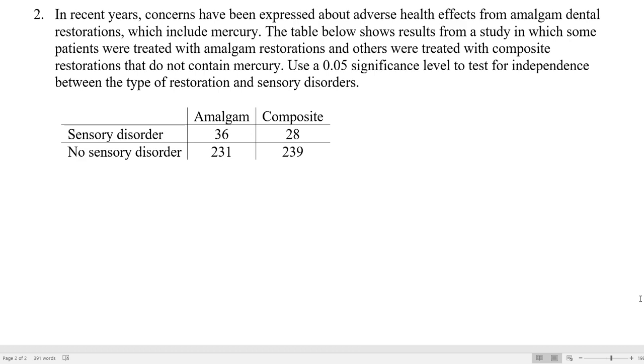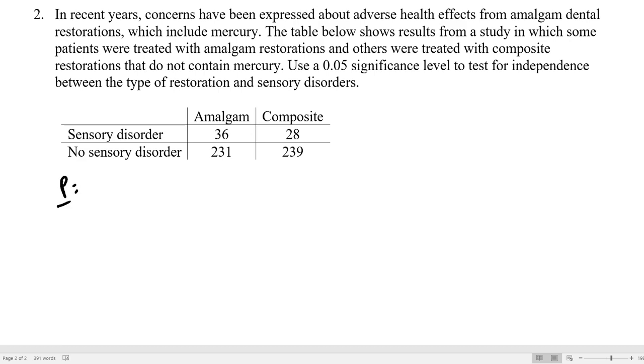So basically, the mercury can cause disorders. So is there a dependence? Did one affect the other? If you got the restoration with mercury in it, did that basically cause you to potentially get your senses affected? Okay.